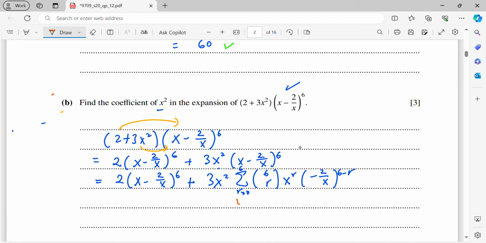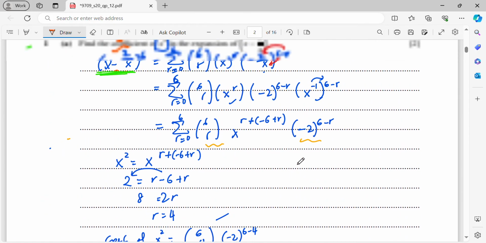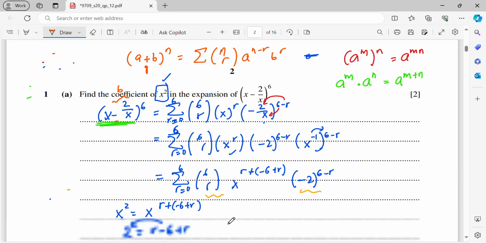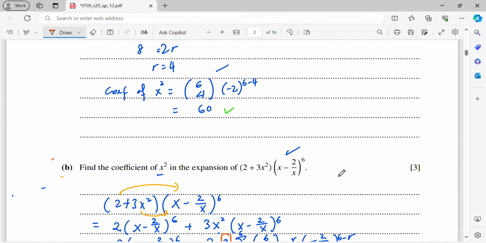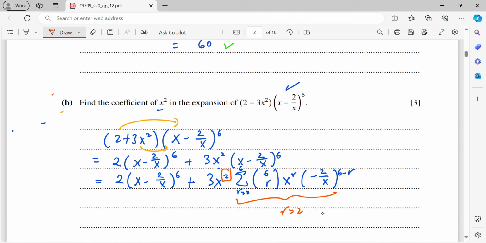So here the r will be 2 because I have another square outside. So that will be x degree, to get the x degree 2, right? Just now r equals to 2, r equals to 4. So now I just need r equals to 2 because I already have degree 2 here.